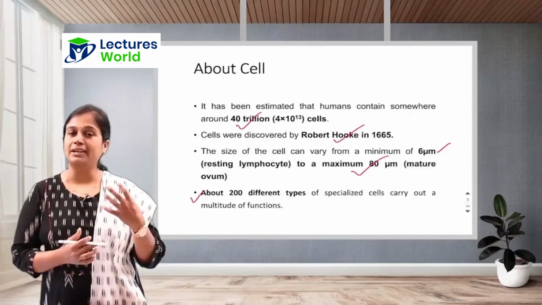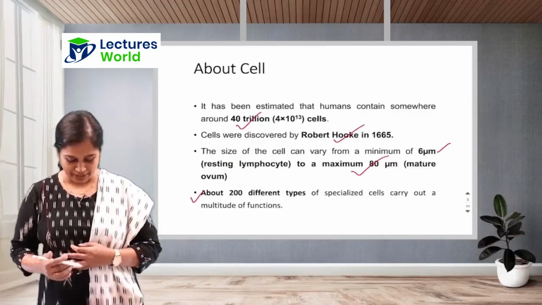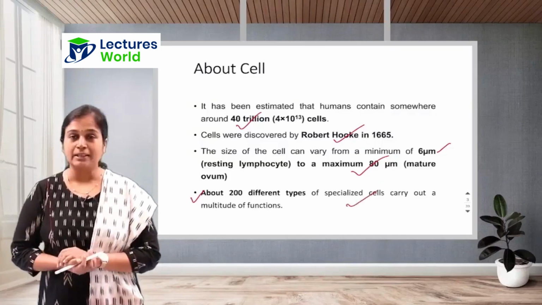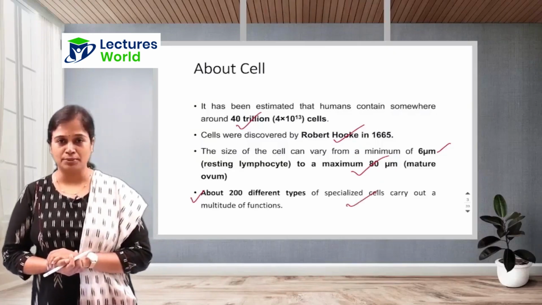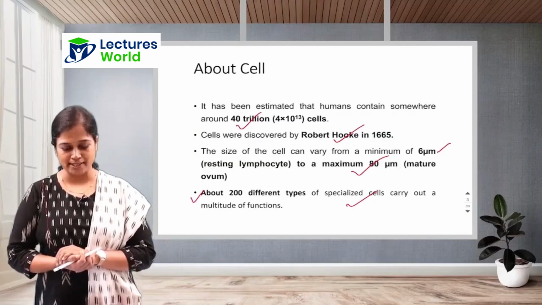Talking about the different types of cells, there are about 200 different types of specialized cells that carry out a multitude of functions. So this is the basic information regarding the cell.